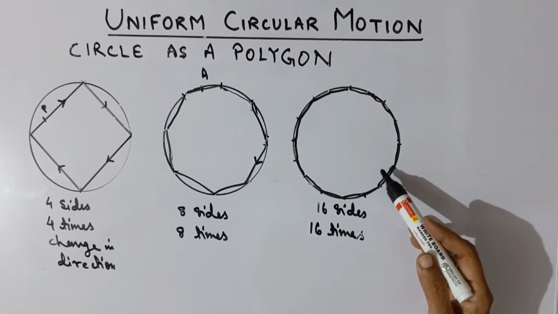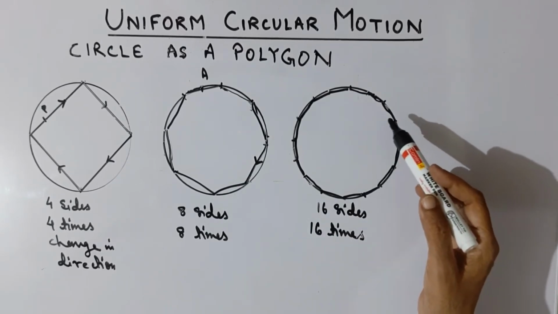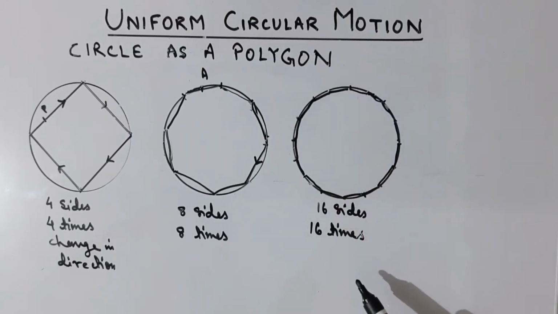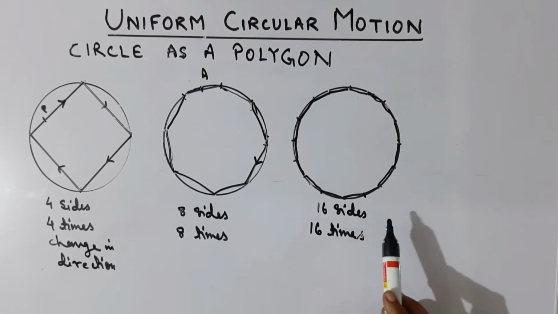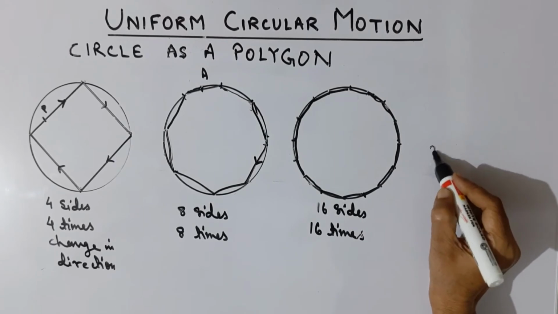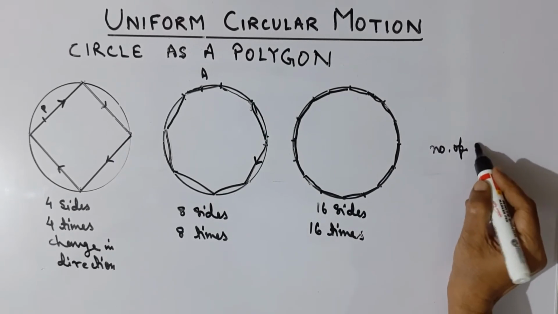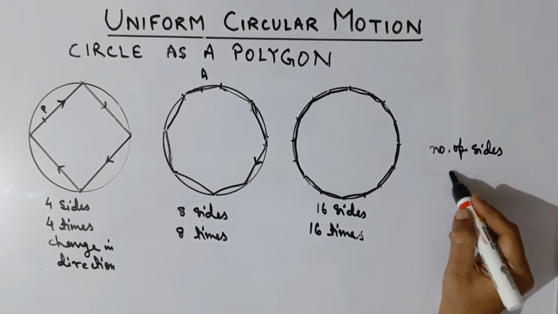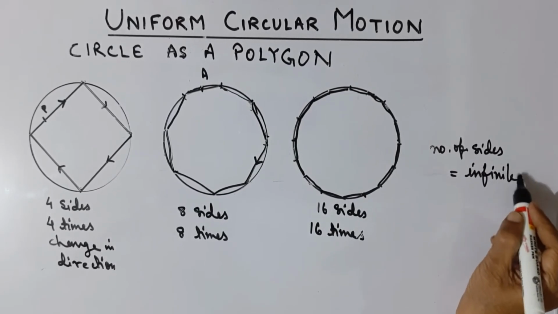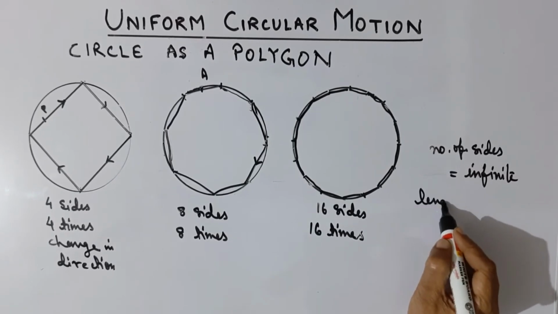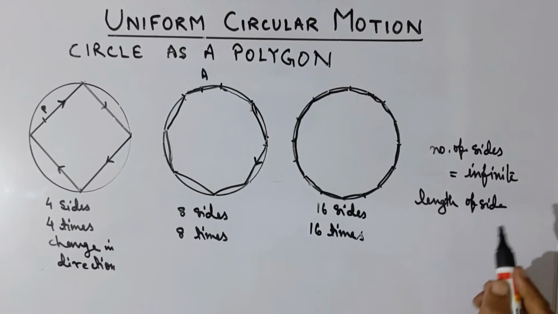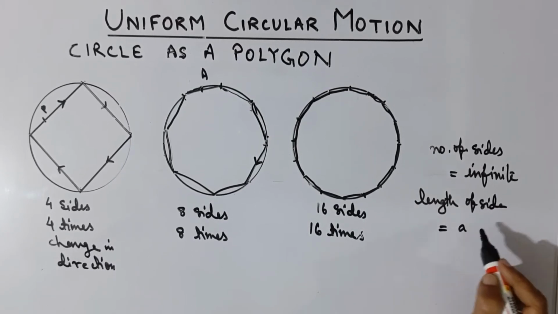And we can see it is clearly shown here that the polygon has almost coincided with the circle. If we increase the number of sides further, we will see that the number of sides becomes infinite, and the length of the sides is a point size.